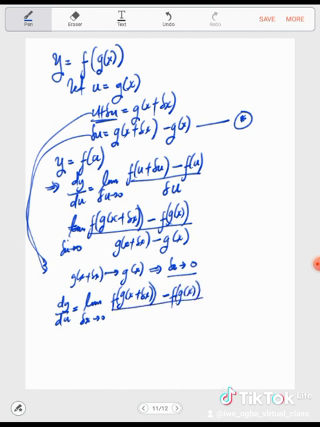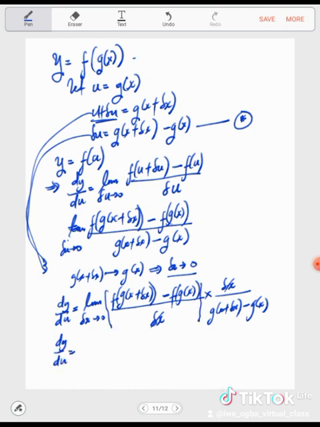Now I'm going to do something interesting. I can write this as divided by change in x, times change in x over g of x plus change in x minus g of x. What I just did is introduce this factor. It's more or less like I've not introduced anything, because it cancels eventually, but it's because of what I intend to achieve. So we have dy du equal to, now what do we call this?